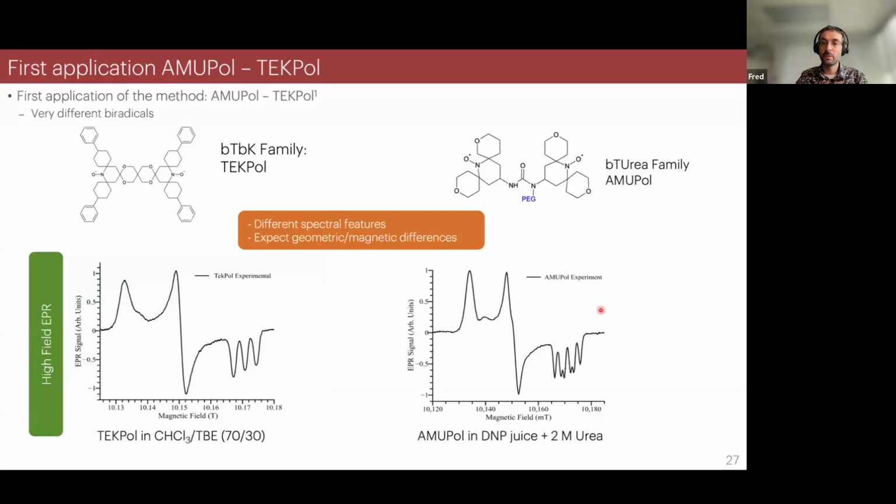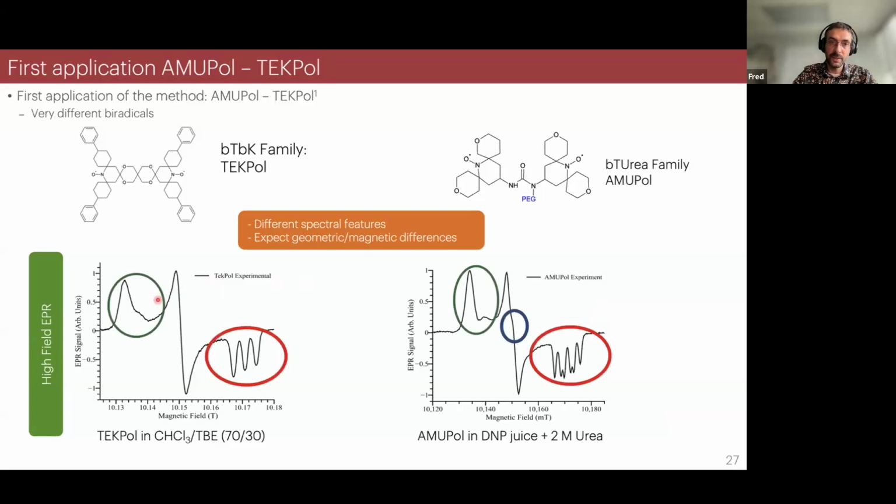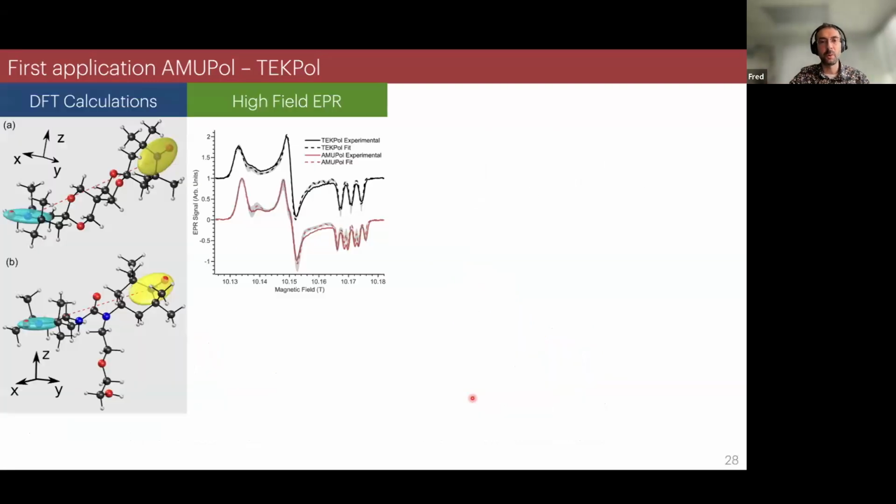And in that case, you can run EPR at just one field to already see a massive difference that it leads to. You can see that at high field, TEKPol has a different signature in what we call the GX region. You can see this bump here, it's slightly shifted for AMUPol. You can see that the splitting of the nitrogens is split even further here, which is an indication of strong coupling in between the nitroxides. And you can see also a kink in this transition. And all this reflects the different magnetic properties.